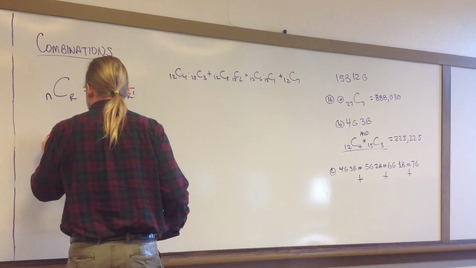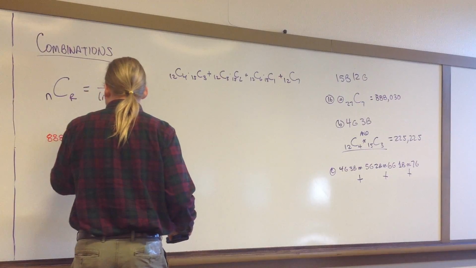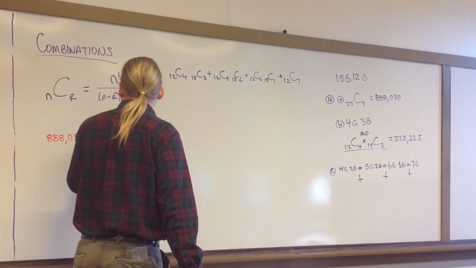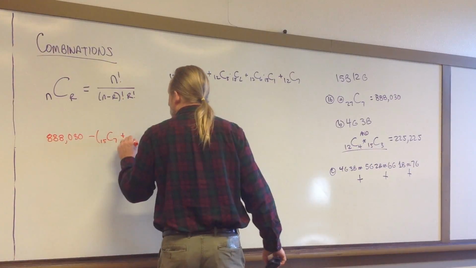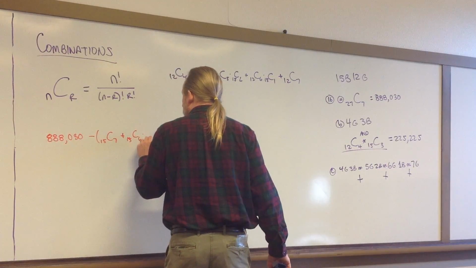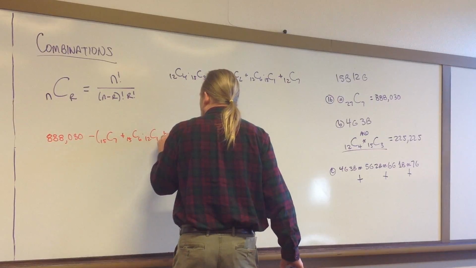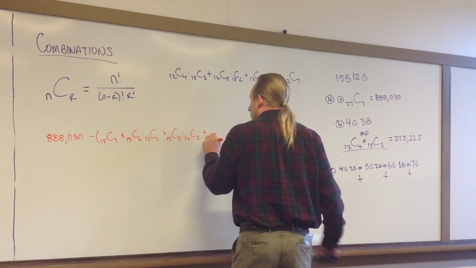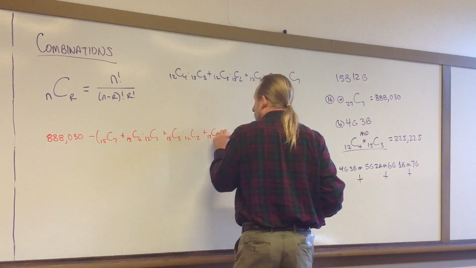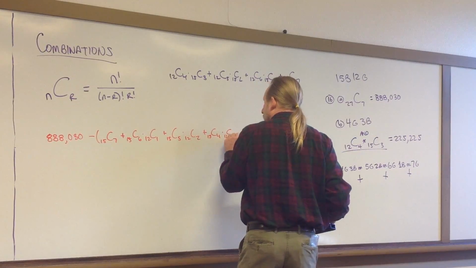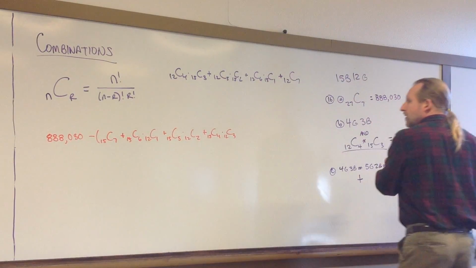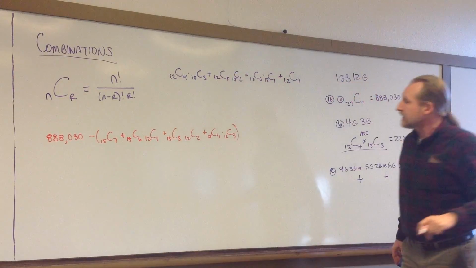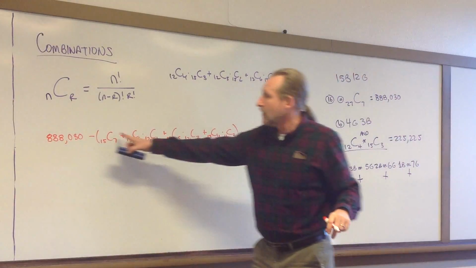So take that 888,030 and subtract, let's see, all boys, 15C7, plus 6 boys and 1 girl, 5 boys and 2 girls, let's see here, 4 boys and 3 girls, and then that's it. Okay, the rest of these cases will have at least 4 girls in them. These are the ones that don't.